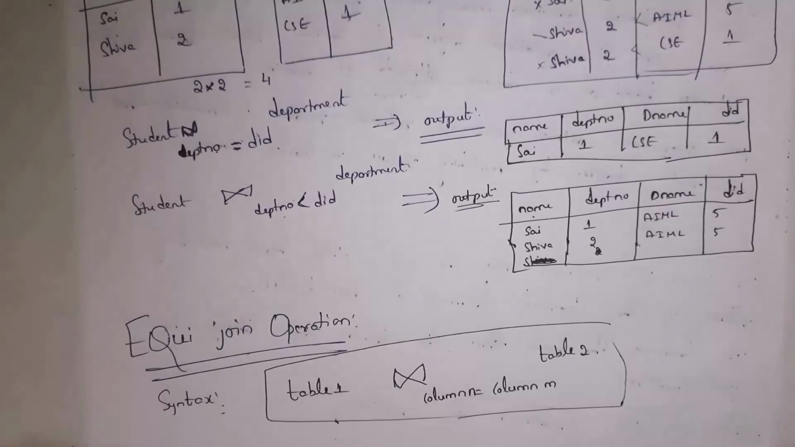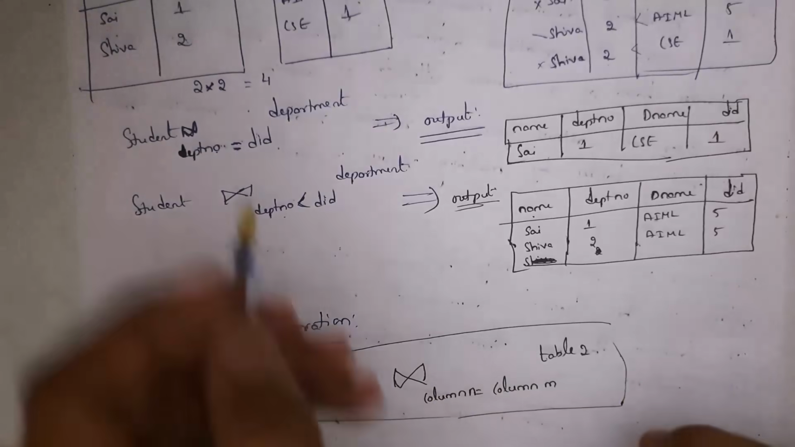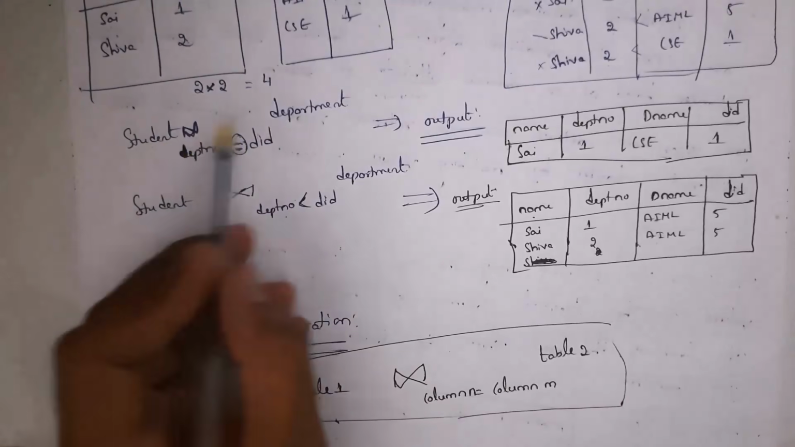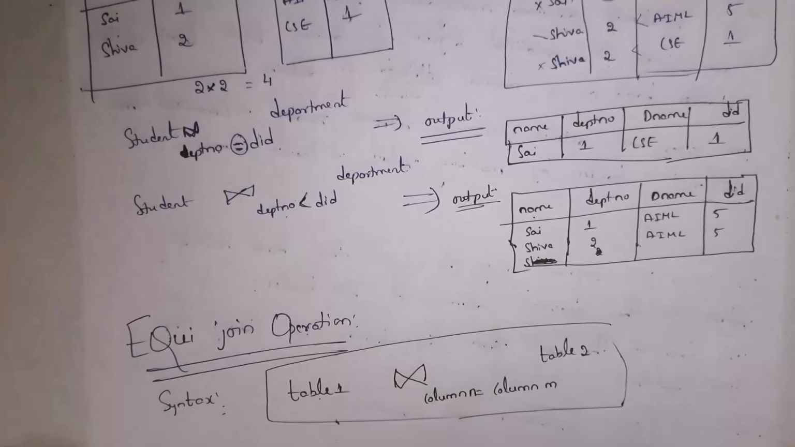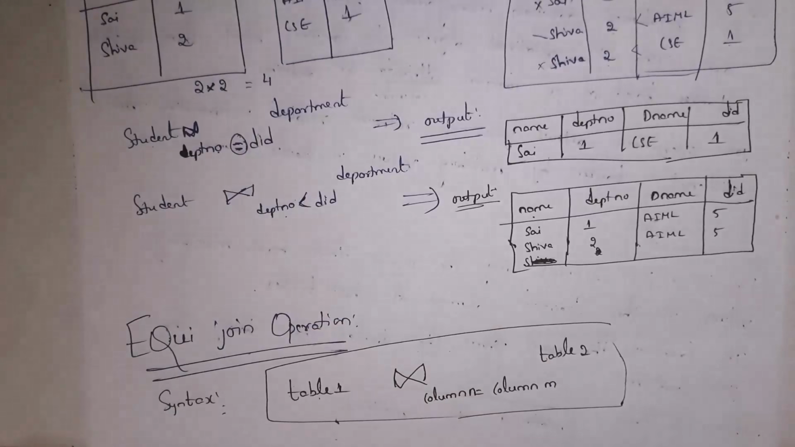The name itself says equi join. That means we need to use the equal to symbol. This is the syntax: Table 1 join Table 2. Here you need to give a condition, that is column n equal to column m. I already explained this example: Student join Department. Here I gave the condition department number equal to DID. Only if there are matching values in department number and DID, I will get that complete record as output.